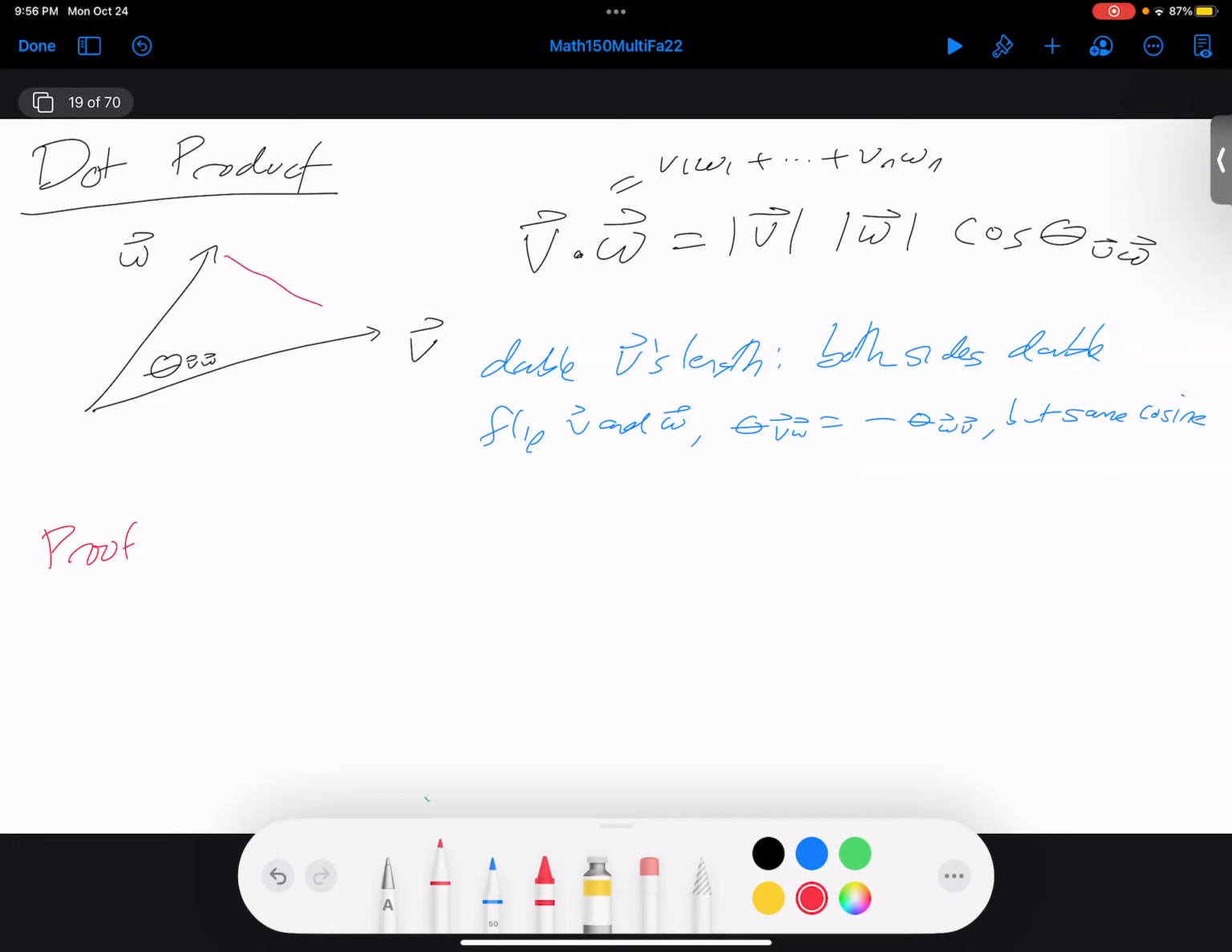So if I look at this vector, it would be v minus w, right? Yeah. And do we know any formula that relates the lengths of three sides of a triangle? The law of cosines. Yes, we do.